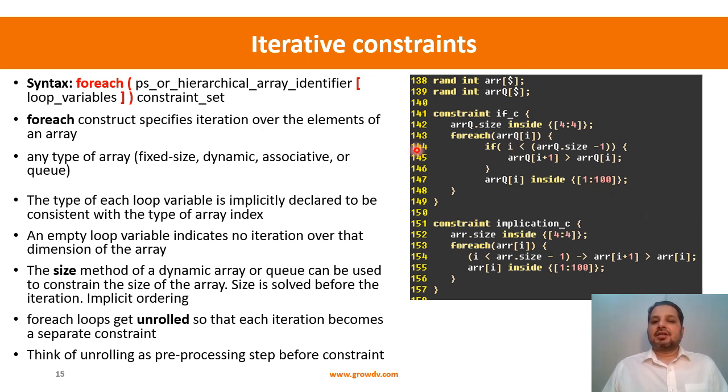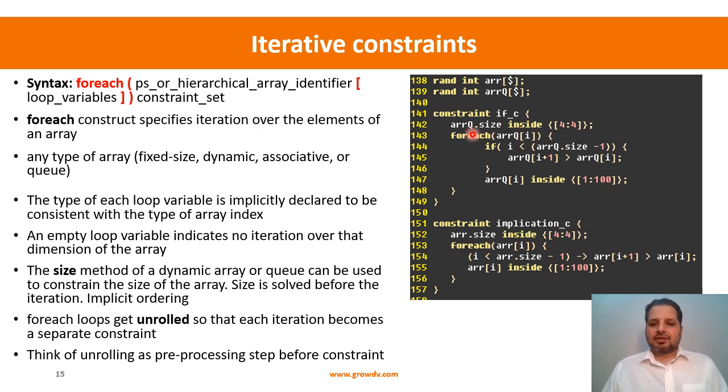Now this if condition that I have on lines 144, 145 and 146, where I have an expression and then a constraint set, I can replace it with the implication operator on this line 154, and the rest of the thing remains the same. So I'm saying i less than array size -1 implies array of i plus 1 greater than array of i, right? I can just put this one, and then the next one remains the same, array of i inside 1 to 100. So both of these ways of doing things are essentially accomplishing the same thing. Okay, so you can use the iterative constraint wherever you are constraining the arrays, each element of the array.